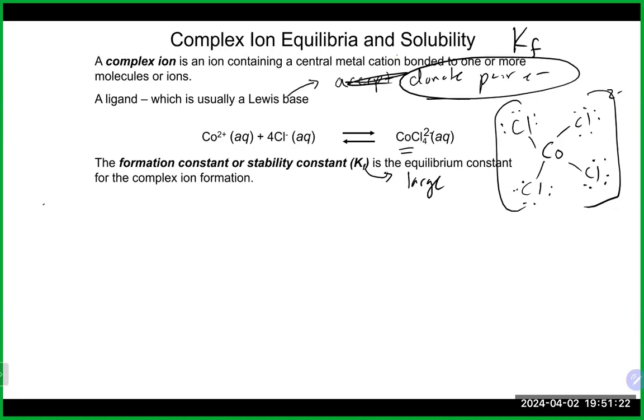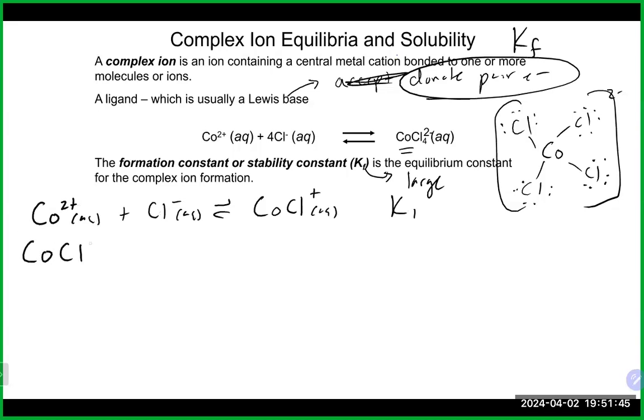So the first thing that would happen is the Co would just pick up one chloride and give us CoCl plus. And there actually can be a K value for this first step. The next thing that would happen is the CoCl plus will then pick up another chloride and make CoCl2. And again, you could have an equilibrium for this.